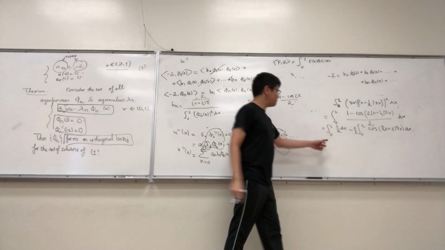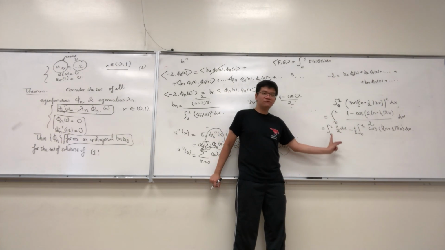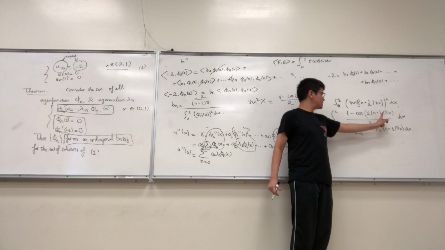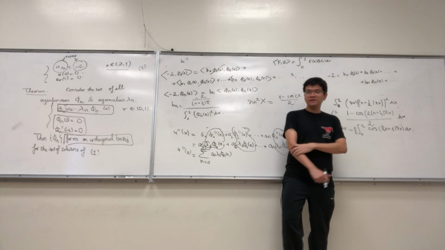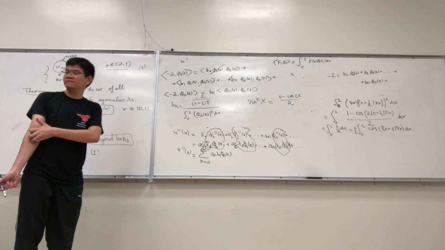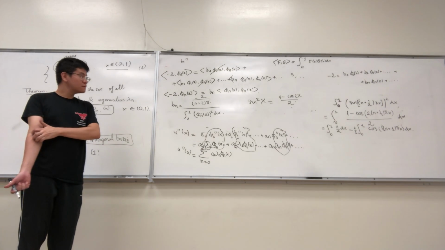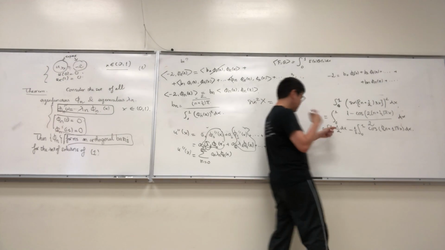So the first step is that I'm going to split the 1 half. I have the integral from 0 to 1 of 1 half dx. The second one is cosine of (2n plus 1) pi x. So what is the result for the first integral? Yes, 1/2.